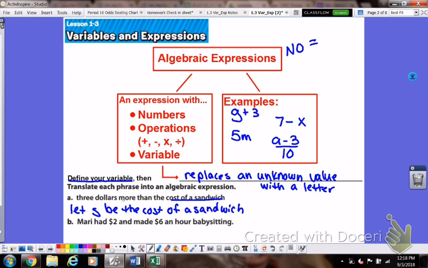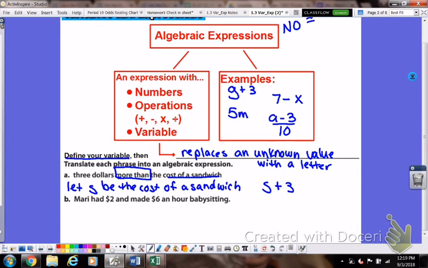So let S be the cost of a sandwich. Now, more than, there's our operation. More than means we are adding. So our expression would be S plus 3. $3 more than the cost of a sandwich. S plus 3, or 3 plus S.